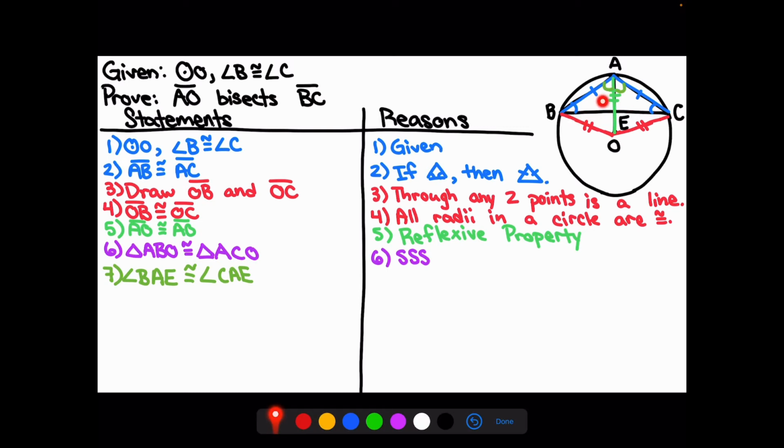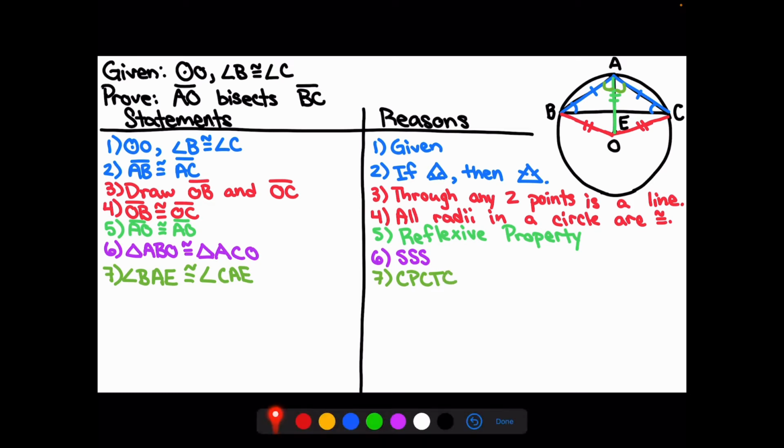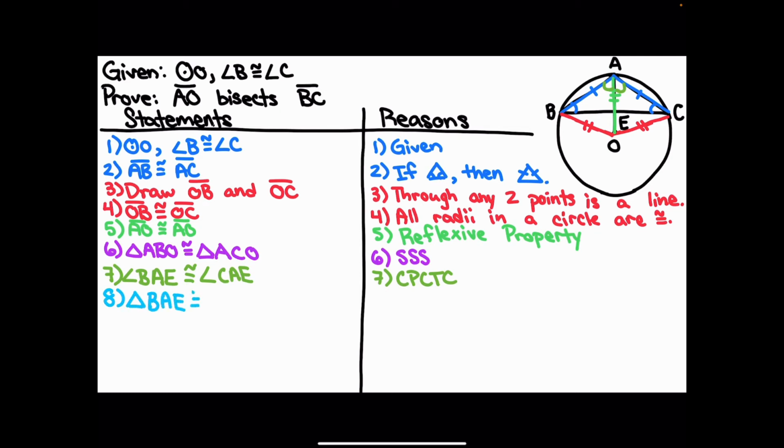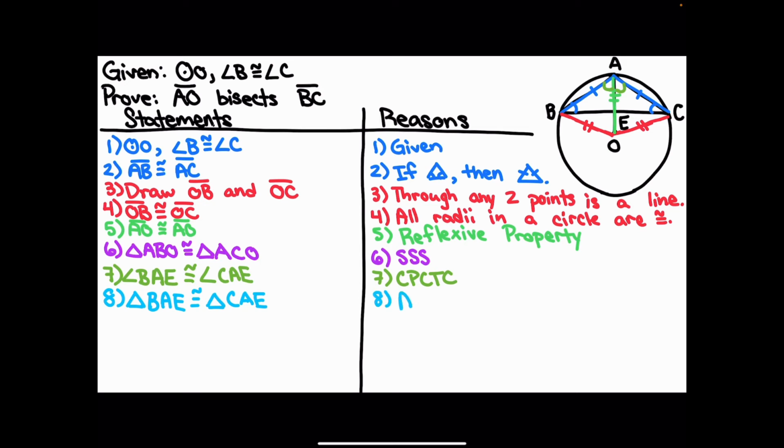So I'm going to go ahead and start focusing on the smaller triangles now. So I can say that angle BAE is congruent to angle CAE, because if triangles are congruent, then corresponding parts of congruent triangles are also congruent. So again, triangles are congruent, which allows us to use CPCTC. Now at this point, we can show that these 2 triangles are congruent, the smaller ones up top, because we have angle, side, angle. So therefore, triangle BAE is congruent to triangle CAE by angle, side, angle.